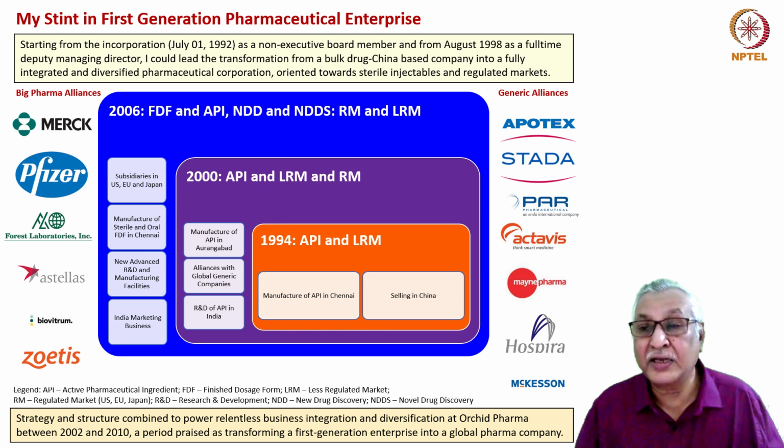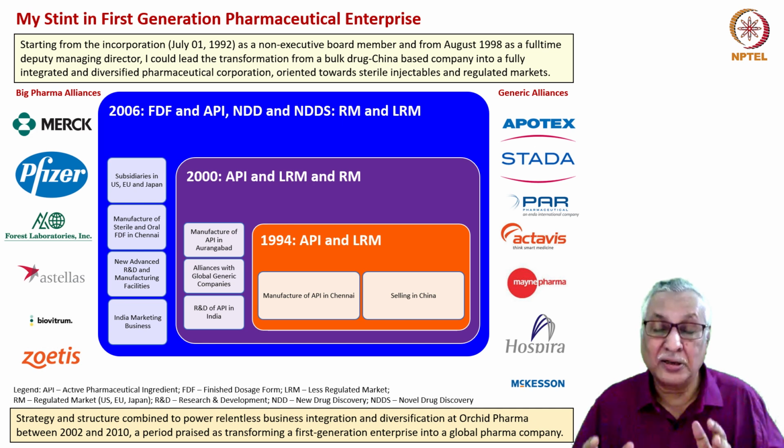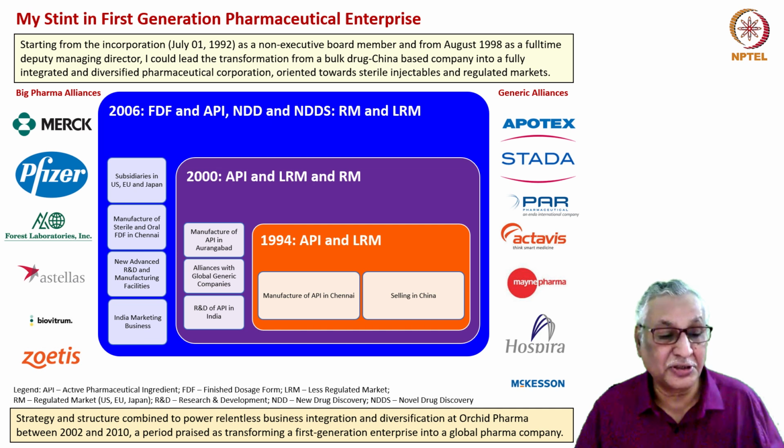And the kind of generic alliances which I could bring for Orchid are many. Apotex, Stada, Par Pharmaceuticals, Actavis, Mayne Pharma, Hospira, and McKesson. These are all global leading generic companies, and the product portfolios for each were different. And that is the value that a company can generate when it focuses itself on product and manufacturing competencies. The big pharma alliances were with Merck, Pfizer, Forest Laboratories, Astellas, BioVitrum and Zoetis.